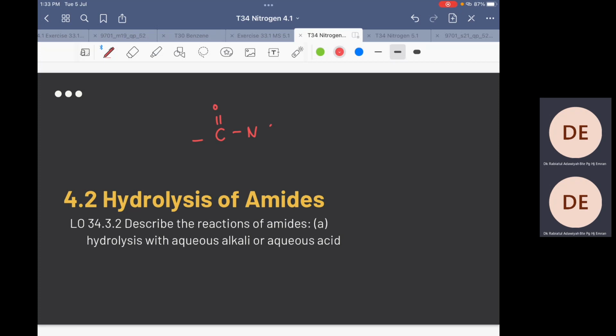Hydrolysis? The breakdown? The breakdown of a bond, okay. So in the presence of water, yes.